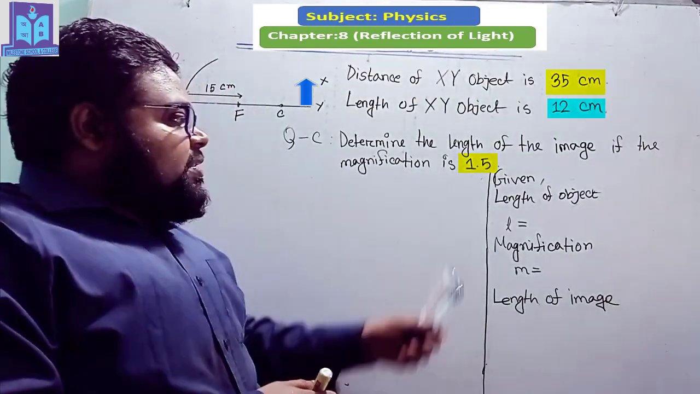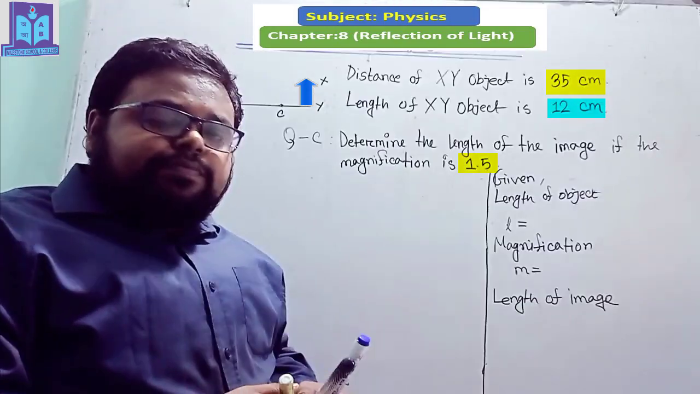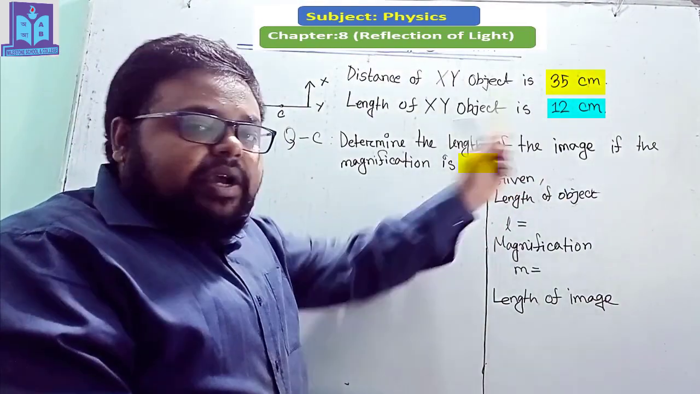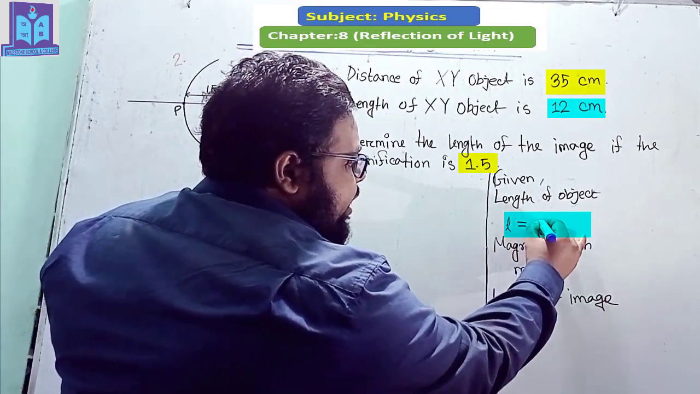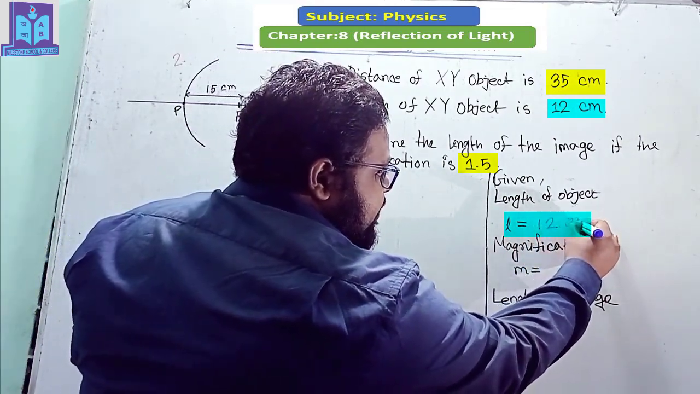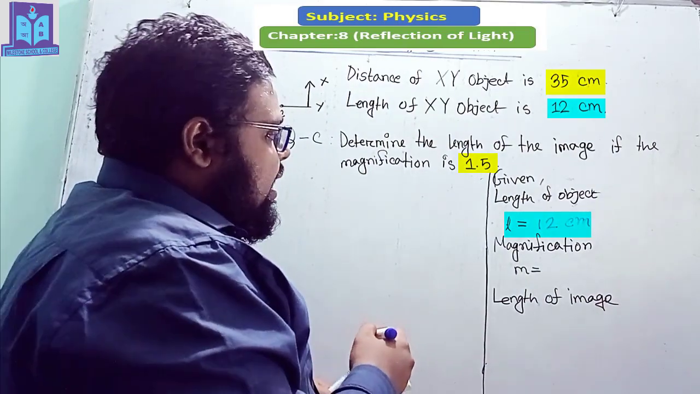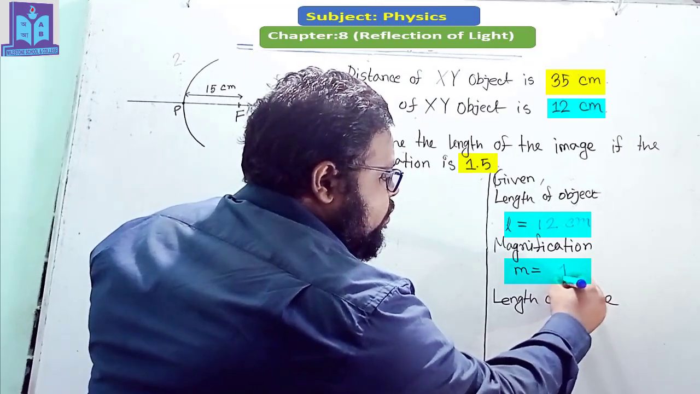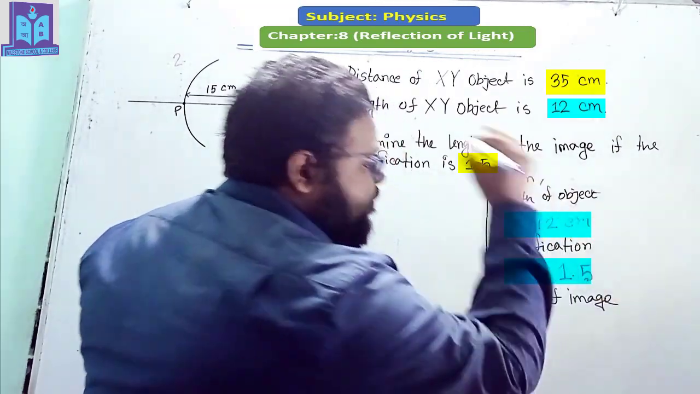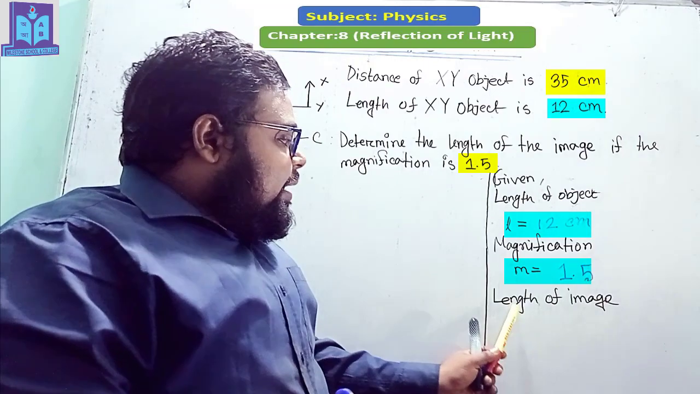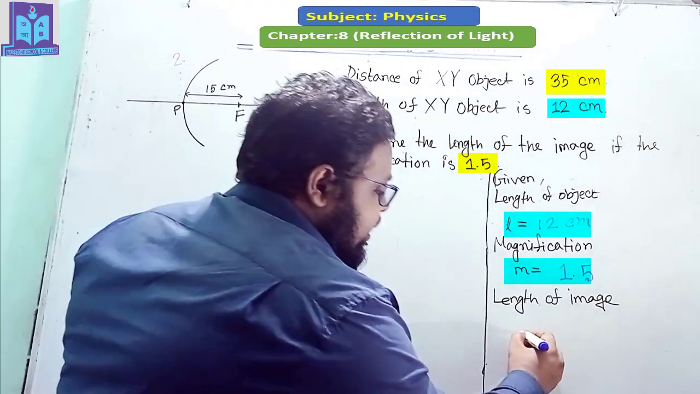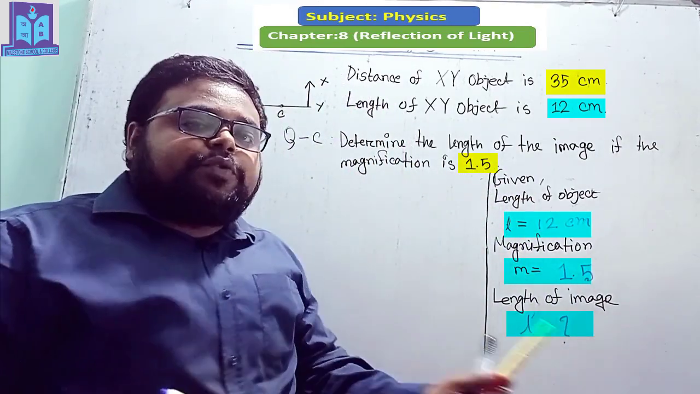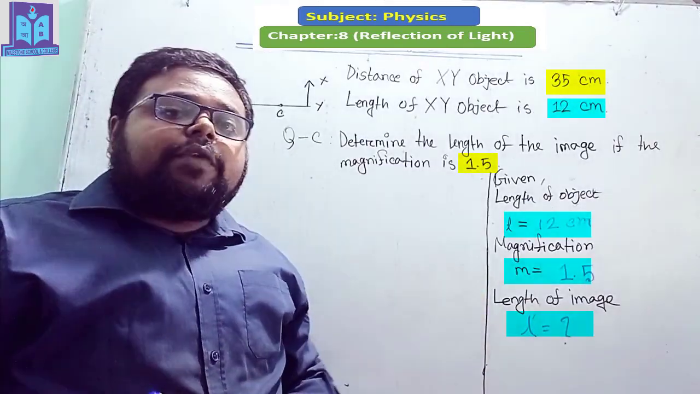So here at first I have to write the given values. The length of the object is 12 centimeter, so L1 equals 12 centimeter. The magnification M equals 1.5. And the length of the image L prime equals what? That means we have to find out the length of the image.